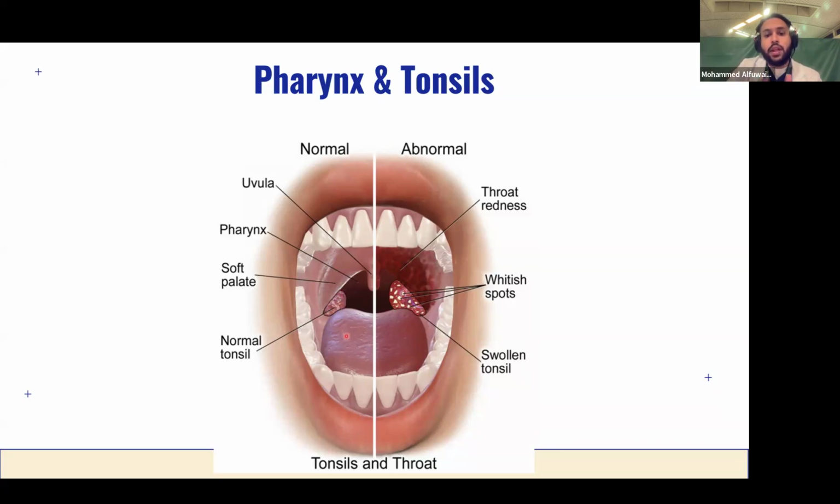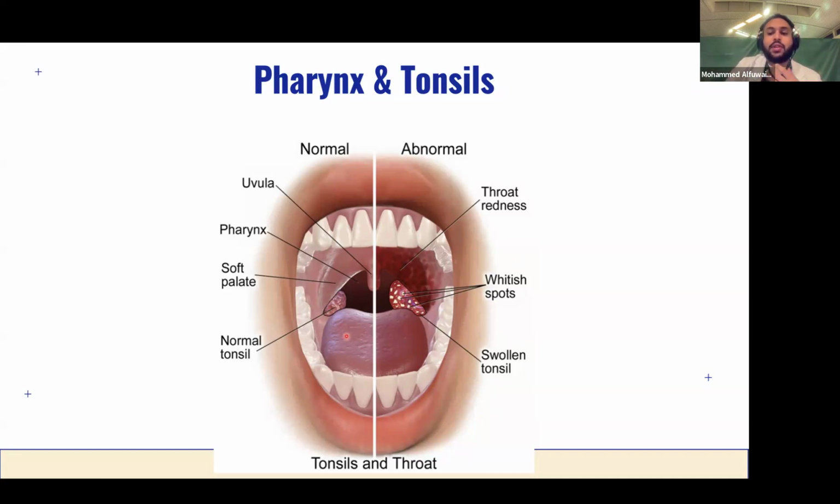What symptoms will either pharyngitis or tonsillitis have? Sore throat, difficulty swallowing, bad breath, halitosis. They might have other manifestations, like difficulty breathing if it's very large, or complications of pharyngeal tonsillitis, such as otitis media, peritonsillar abscess, or brain abscess. So that's the pharynx and tonsils.